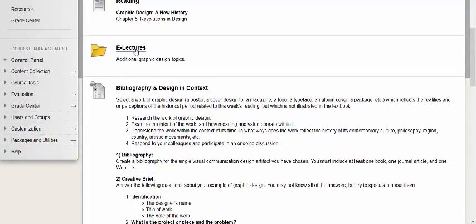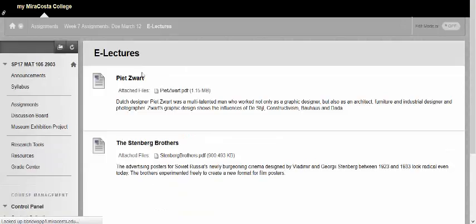communicating with graphic design. This week's e-lectures include some additional information about Dutch designer Piet Zwart, who was a great innovator in typography, did some really interesting and different things. You'll also be reading about the Stenberg brothers, who did some amazing posters for Soviet films.